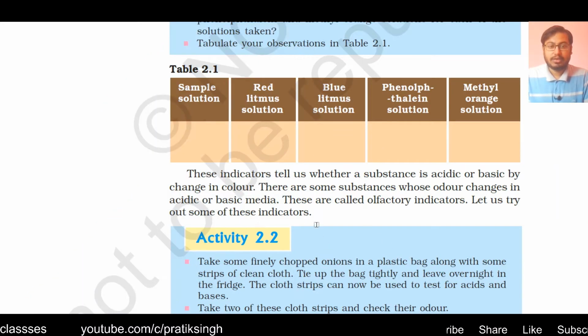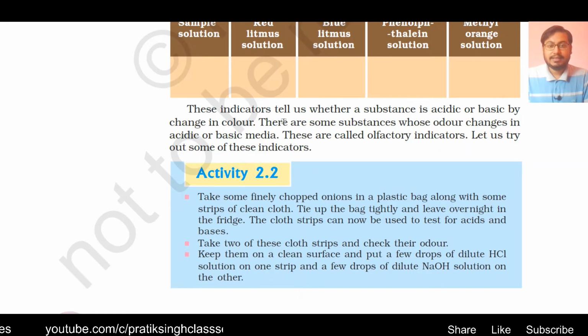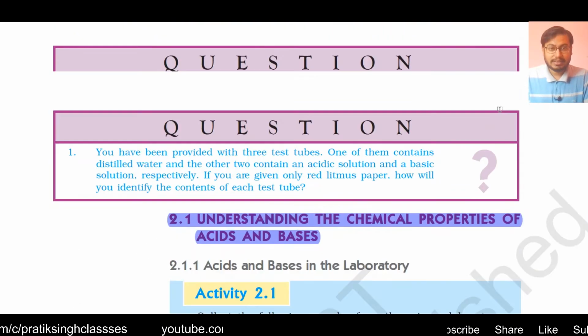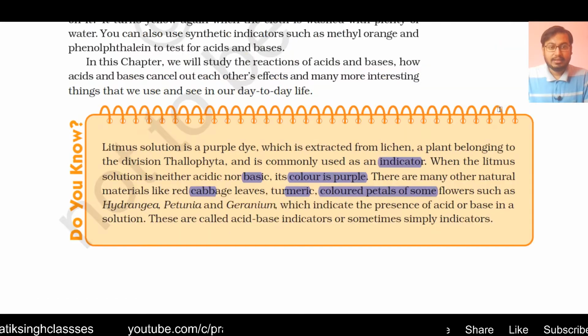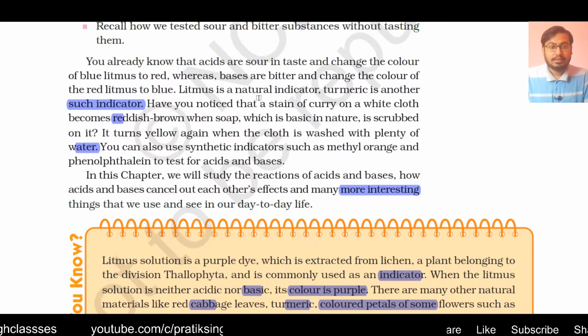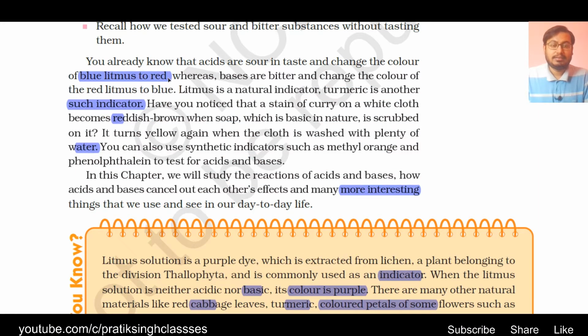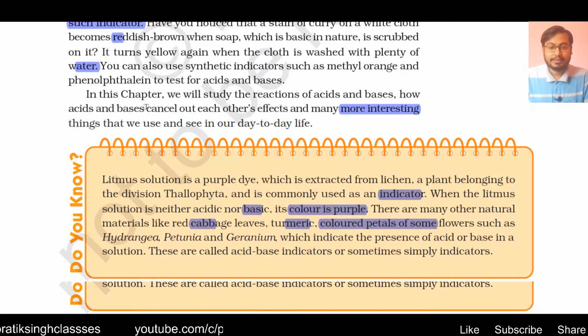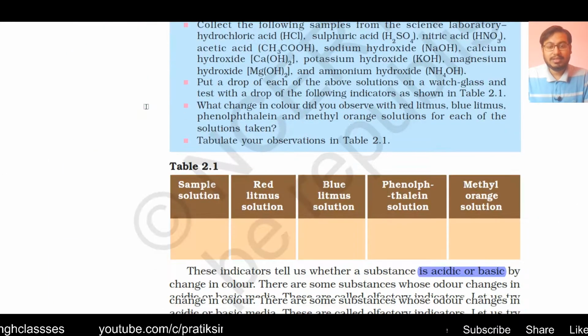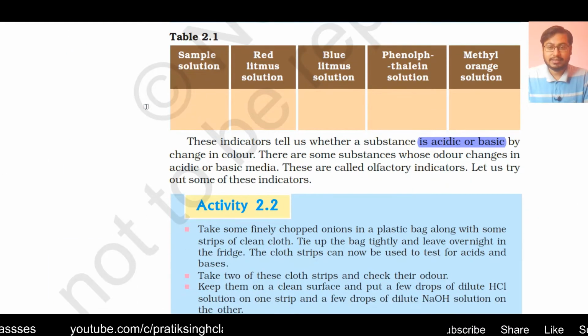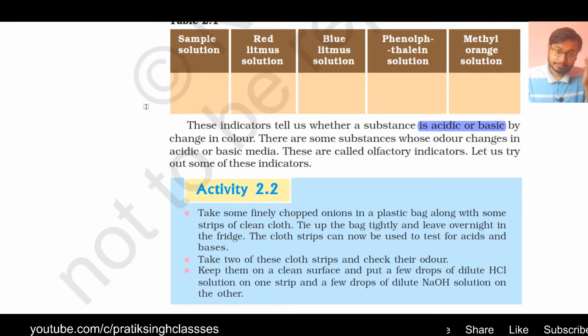Now coming to the next, these indicators tell us whether a substance is acidic or basic by a change in color. We know very well, as we have seen earlier, that when blue litmus changes to red, it indicates an acid, and when red litmus changes to blue, it indicates a base. Something different will happen with different types of indicators, but there must be a change in color.